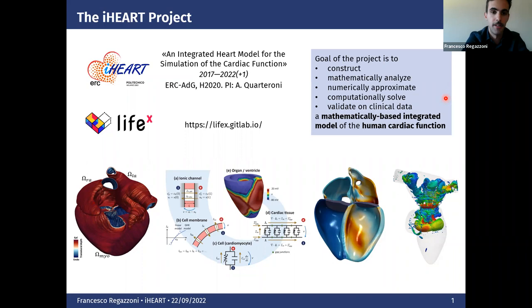It is iHeart. iHeart is a research project funded by the European Union under an ERC advanced grant, under the supervision of Professor Alfio Quarteroni. And I report here the proposal of this project, that was to construct, mathematically analyze, numerically approximate, computationally solve and validate on clinical data a mathematically based integrated model of the human cardiac function. So we are talking about a mathematical model of the human cardiac function. Later we will see what we mean by that.